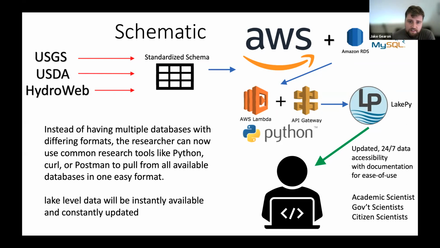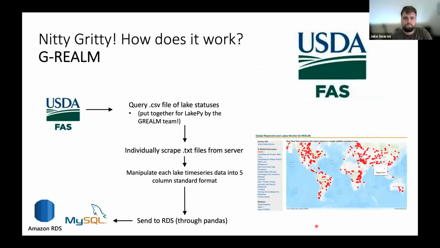But after the data is in that database with a standardized schema, we have to make it accessible to people. And so we had to use AWS's API Gateway and their Lambda functions in order to create an API that could be publicly accessible without compromising the security of the database. You don't want people just able to drop all the rows in your database or something like that. So that's generally how it works. It goes from here, and then LakePy wraps around that API we built and serves it to the end user through the Python package.